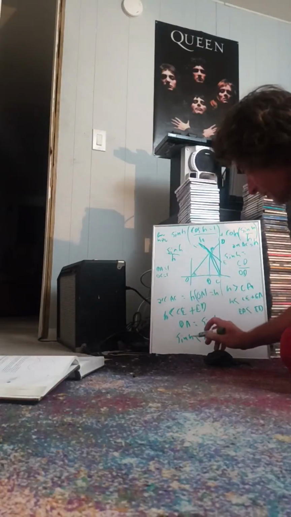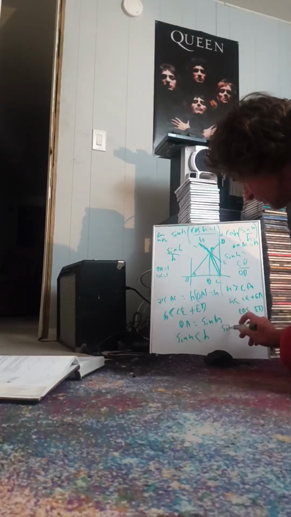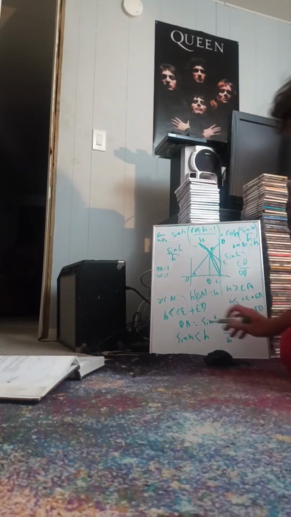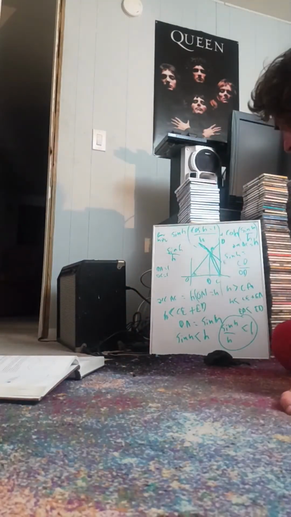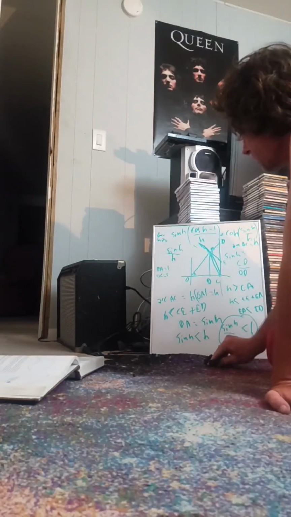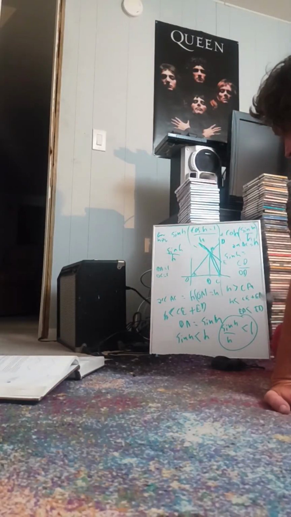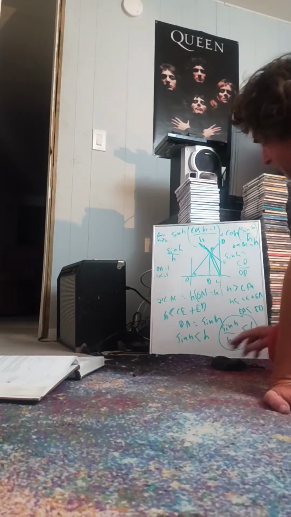We can say sine H divided by H is less than 1. Divide both sides by H. Sine H divided by H is less than 1. That's important. Okay. But what else can we say about the sine H and all that? We can do a little trick here. So we're partly done. We got to do tangent.